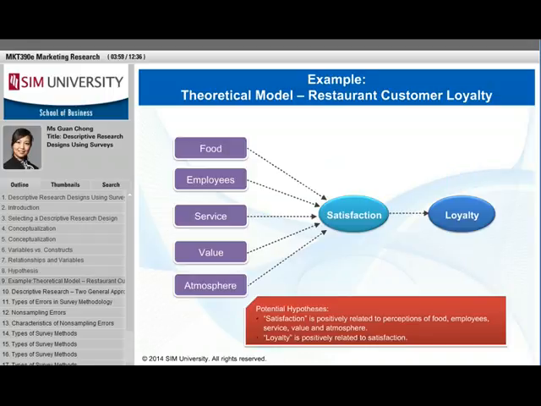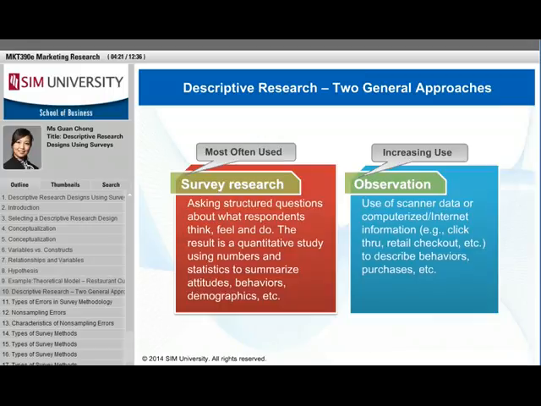Here is an example of a theoretical model on restaurant customer loyalty. The potential hypotheses are: satisfaction is positively related to perception of food, employees, service, value, and atmosphere, while loyalty is positively related to satisfaction. There are two general approaches to descriptive research: survey research and observation.